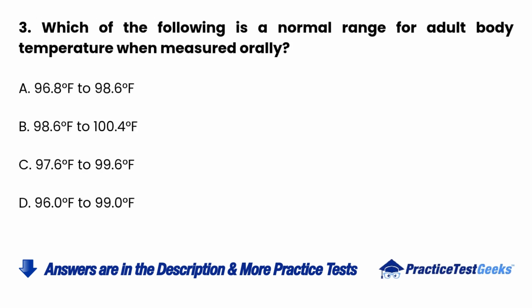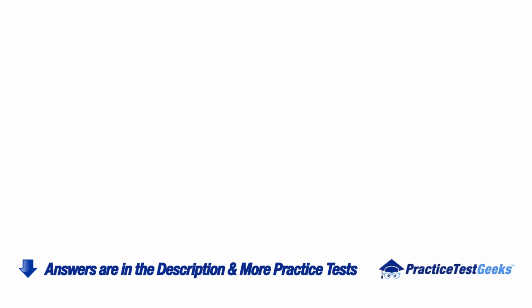3. Which of the following is a normal range for adult body temperature when measured orally? A. 96.8 degrees Fahrenheit to 98.6 degrees Fahrenheit. B. 98.6 degrees Fahrenheit to 100.4 degrees Fahrenheit. C. 97.6 degrees Fahrenheit to 99.6 degrees Fahrenheit. D. 96.0 degrees Fahrenheit to 99.0 degrees Fahrenheit.